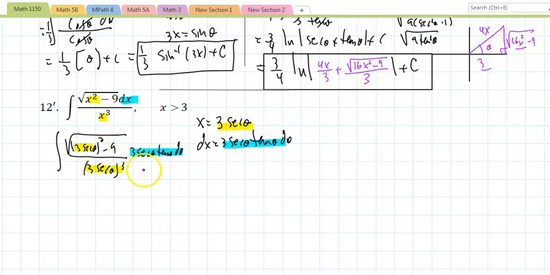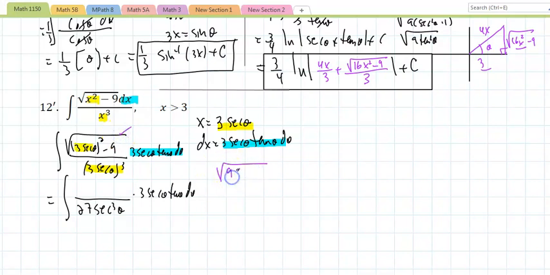Now, the radical I want to work out on the side. So here I do know that this is 27 secant cubed of theta, times 3 secant of theta tan of theta d theta. The only piece I want to work out is this piece. That's the square root of 9 secant squared of theta minus 9. I factored the 9 out. That will be 9 tangent squared of theta. So this is 3 tan of theta.